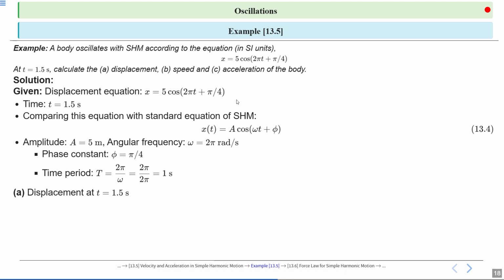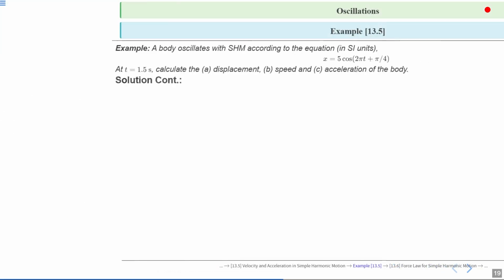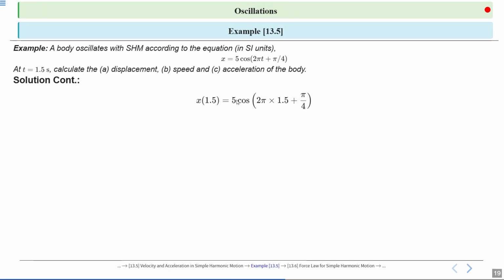So let's start with part A, finding the displacement at t equal to 1.5 seconds. So we will substitute t equal to 1.5 into our displacement equation. The displacement tells us how far and in which direction the body is from its mean position at a specific time. So x of 1.5 is equal to 5 cos of 2 pi into 1.5 plus pi by 4.